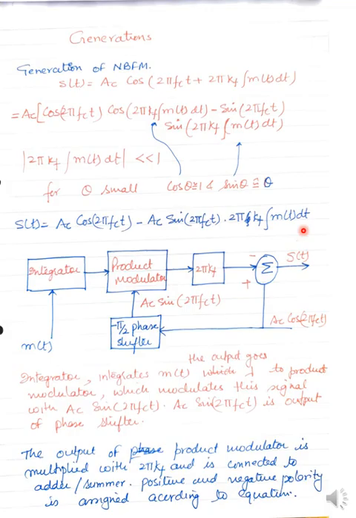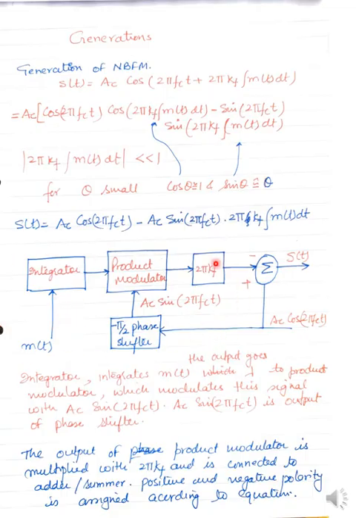So this is the condition when you have narrow band FM. For the narrow band FM condition, because your bandwidth is less, we can say the magnitude of this factor is less than or equal to 1.